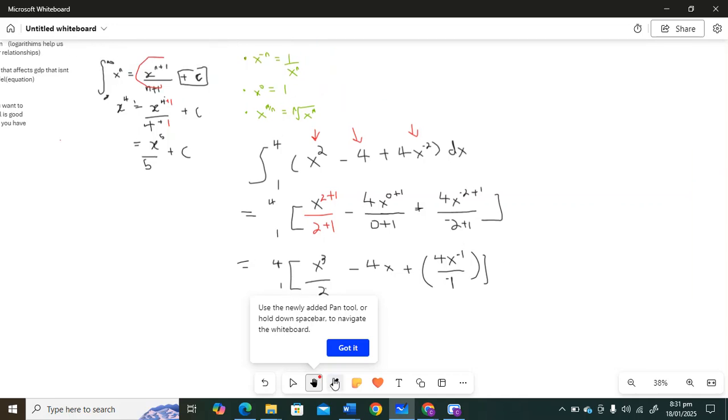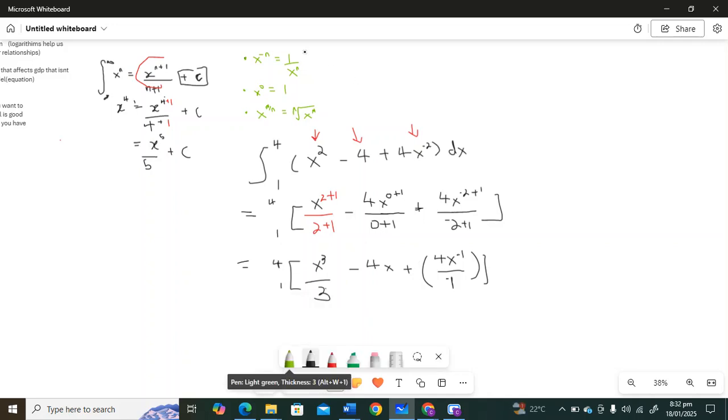Okay. So now, this x to the power negative 1, we're going to apply this law here, all right? So that we can make this negative exponent positive. What we're doing basically is this 4 over 1 times, so x to the power negative 1 is the same as 1 over x to the power 1.